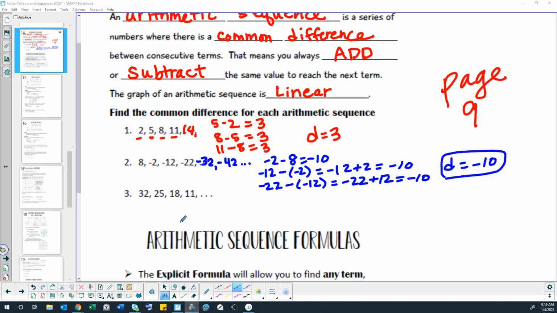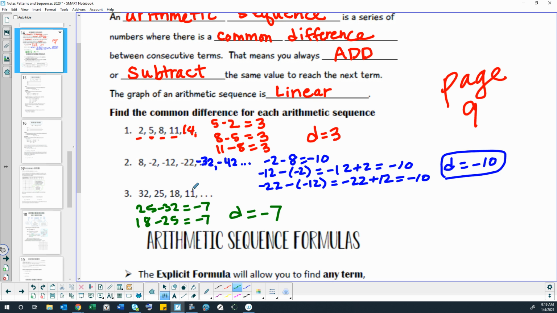Right, hopefully you had a chance to do number 3 on your own. I'm going to go ahead and go through it with you. So I'm going to take 25 and subtract 32. And that gives me negative 7. 18 subtract 25 is negative 7. 11 subtract 18 is negative 7. So each time if I take the next number and subtract the previous number, I get a negative 7. So that's our common difference. So a negative 7 is adding each time.